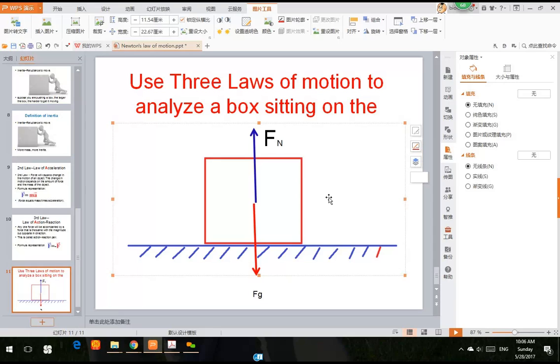Basically, the net force is 0 here. So, is the box moving? In this case, it's not moving. But in case it's moving, it should move at a constant velocity, which means no changing magnitude and no changing of direction.